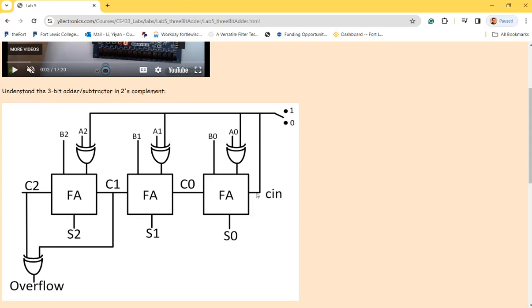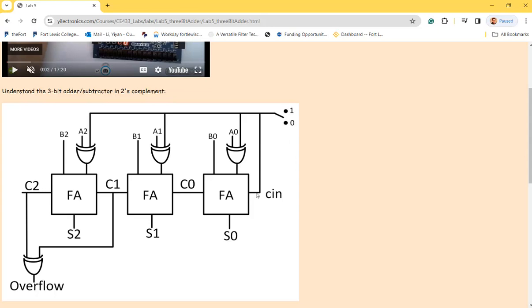Make sense? Okay. So that switch will flip all the bits and add a 1 to the carry in. So you want to connect that switch as one extra switch to the carry in of the entire 3-bit adder or subtractor.